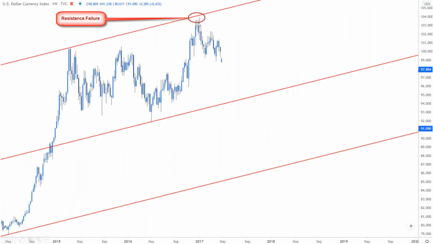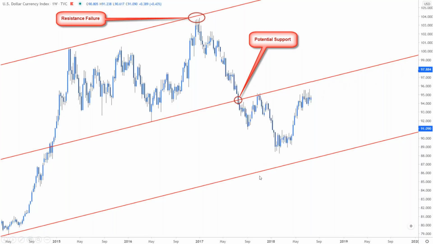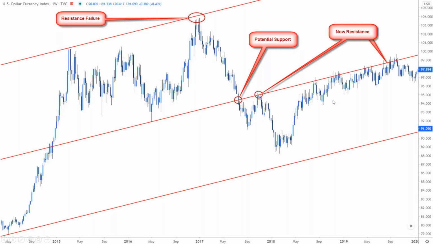It got pretty close before failure, starting to pull off. Where's support? Right at that trend. That's your potential support level. When it broke, it confirmed the broader turn in the dollar, and we're still dealing with the ramifications of this, guys, now. There was resistance again, and now that's your new resistance level.